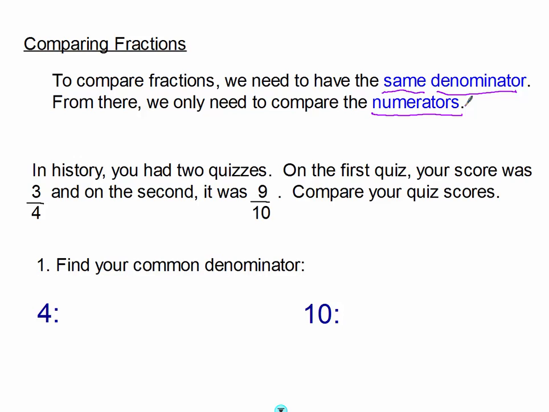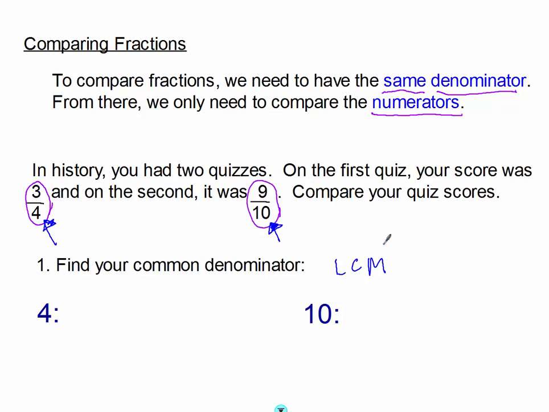In history, you had two quizzes. On the first quiz, your score was 3 out of 4, and on the second, it was 9 out of 10. And we want to compare our quiz scores. So looking at these quiz scores, again, they're either not worth the same amount of points or didn't have the same amount of questions. So 4 and 10 are not the same denominator, so our first step here is to find the common denominator. Finding a common denominator is the same thing as finding the least common multiple.